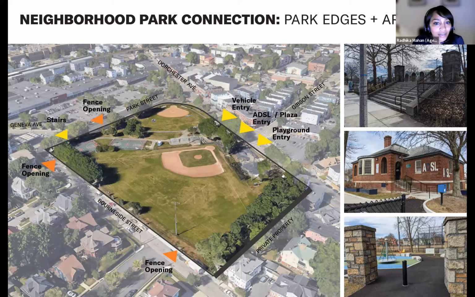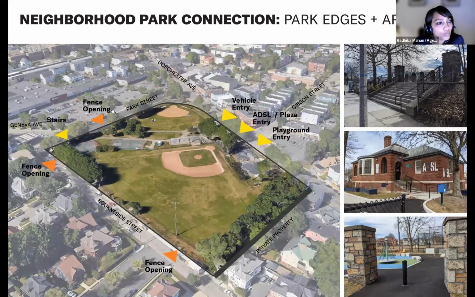So first, we start to understand how people arrive at the park. As we understand it, much of the access happens along Dorchester Avenue, with some potential openings along Park Street and Burnside Street. So along Dorchester Avenue, there are currently a number of entrances. There's a playground entry down here at the lower level. There's the entry to the ADSL building and the adjacent plaza, and a small vehicular entry right behind that building.